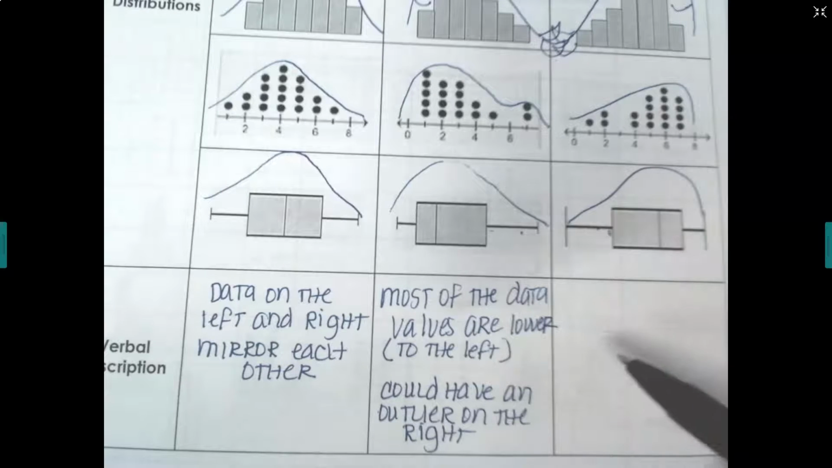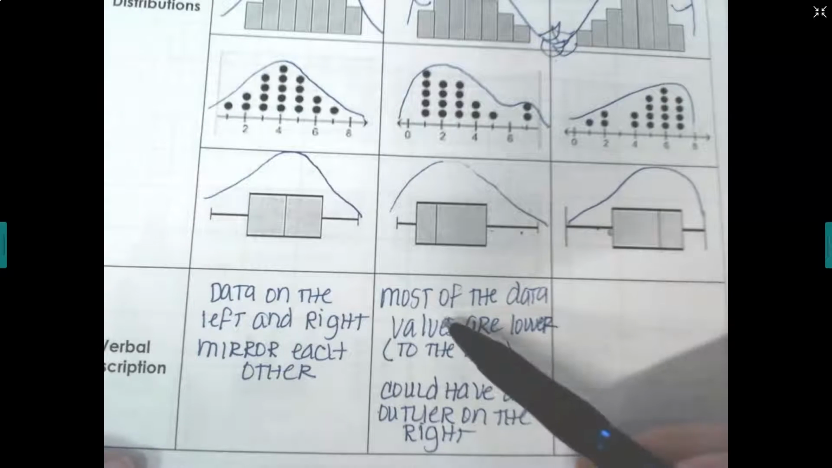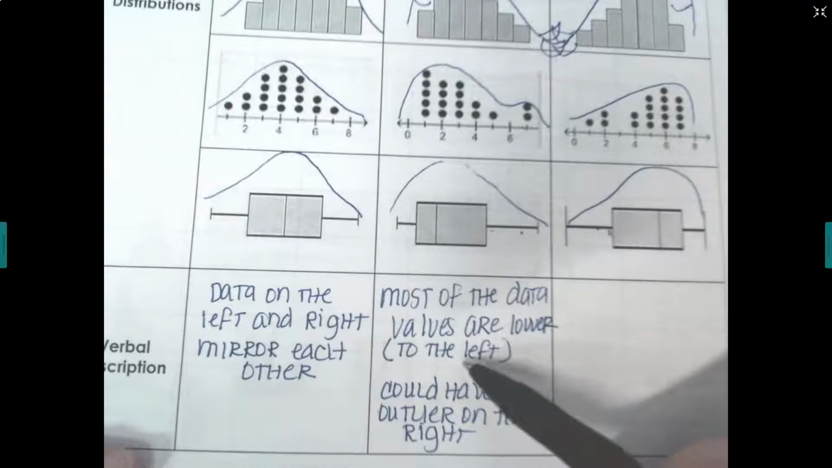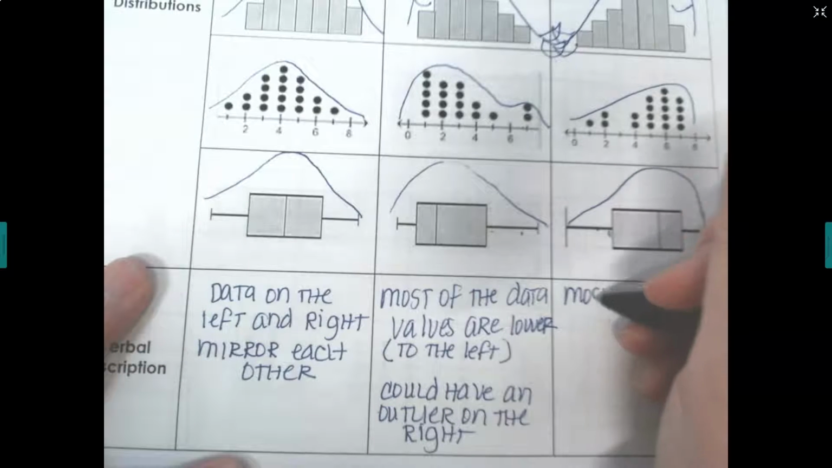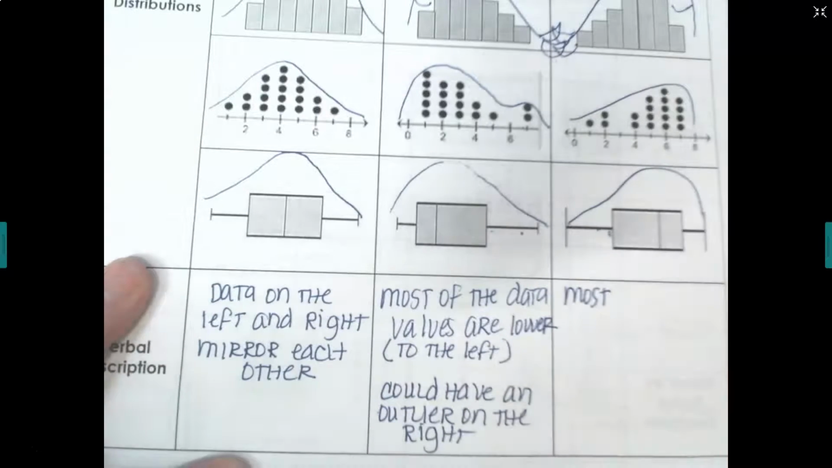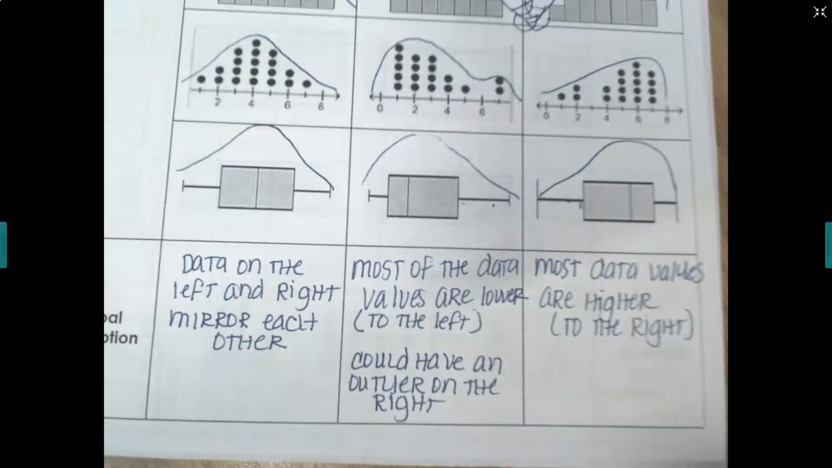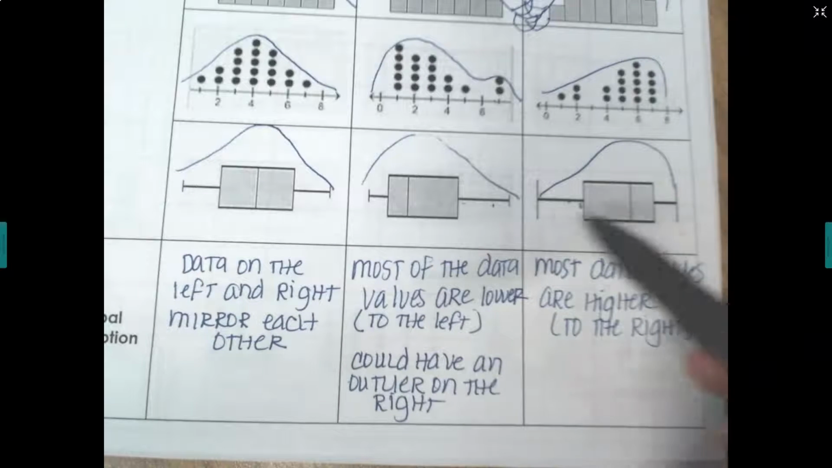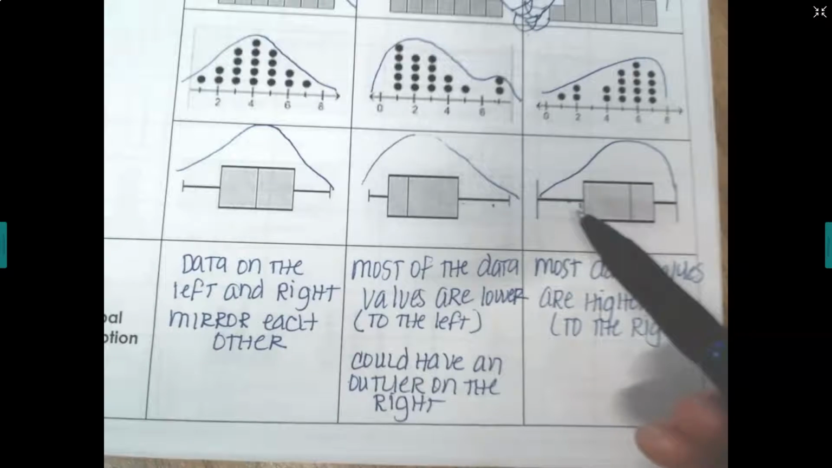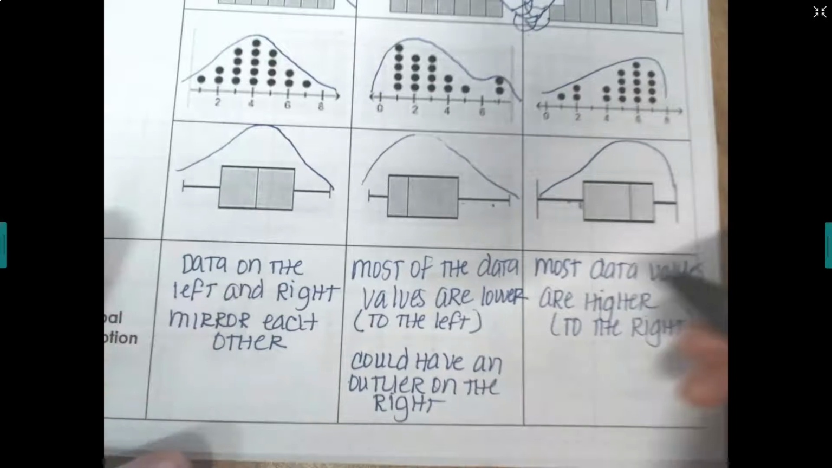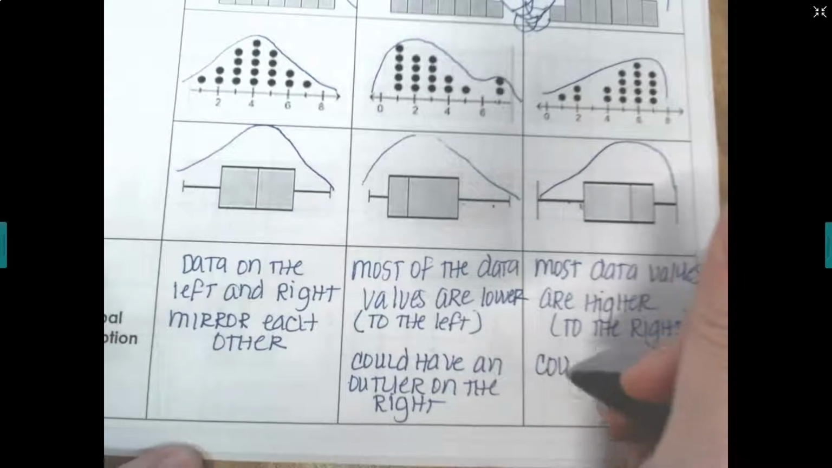Now, for a left skew, it's a very similar idea. On a right skew, most of the data values are lower, meaning to the left. Well, on a left skew, most of the data values are higher, which means more of the data values are to the right and fewer of them are to the left. One possibility that's creating this tail on the left is you could have an outlier on the left-hand side.